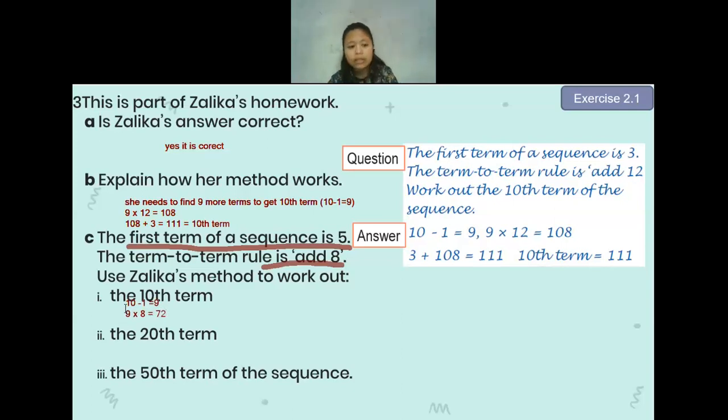Thank you to those who already wrote it through the chat. And then the 72 we have to add to the first term. The first term is 5, so it will be equal to 77. Is there anyone having a question or getting confused, or is my voice not clear enough? Hello? Yes, teacher, it's clear. Okay.